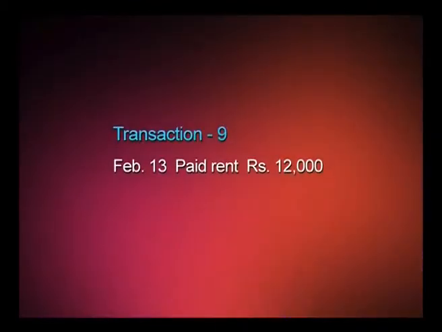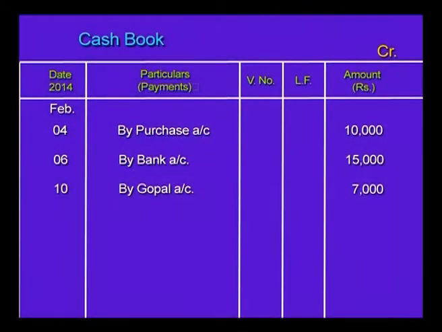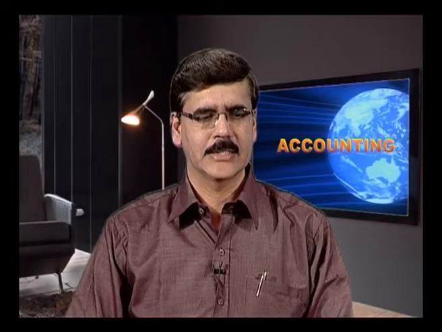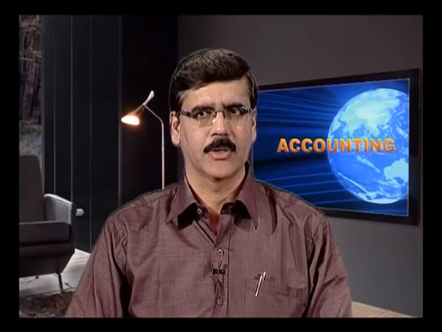Next transaction is for February 13, it says paid rent rupees 12,000, again a payment. So, we need to move to the payment side again, the same side, credit side. Note on the credit side, this transaction date is 13th of February, followed by particulars by rent account and finally, the amount of 12,000 in the amount column. This is how transactions are being recorded in the cash book.